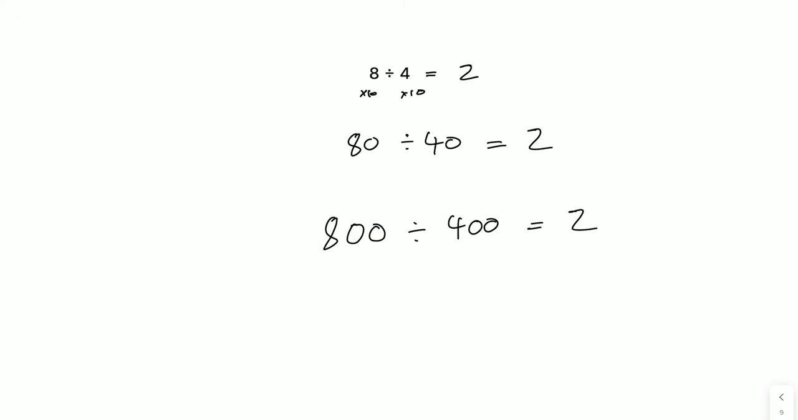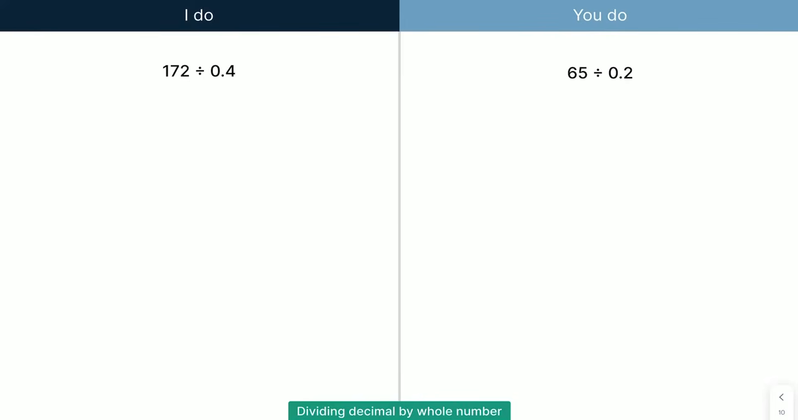And that's not just timesing it by 10. You could times it by any number. As long as you've multiplied both this and this by the same number, you will end up with the same answer. So moving on. Now what's different here is we're dividing by a decimal.